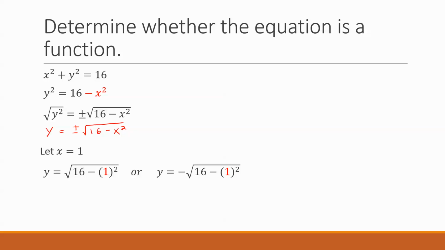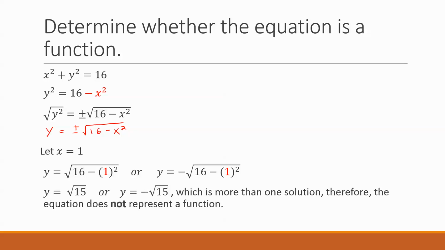So since we have the positive negative, that's going to give us two separate equations. So we have y equals the square root of 16 minus 1 squared, or we have y equals negative square root of 16 minus 1 squared. And since we have two separate equations, once we plug that in, again 1 squared is 1, 16 minus 1 is 15, we would end up with two separate solutions for the one value that we plugged in for x. So since that x value produces two different solutions, this is not a function. Since it produces more than one solution, this equation does not represent a function.